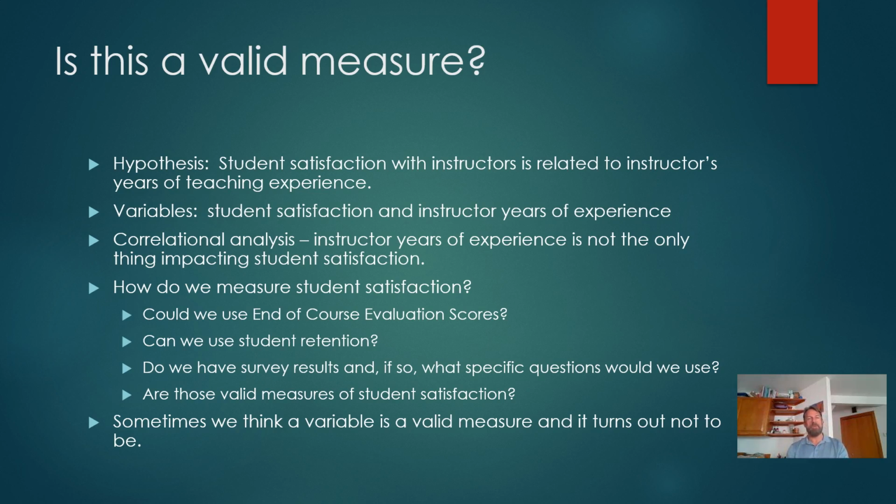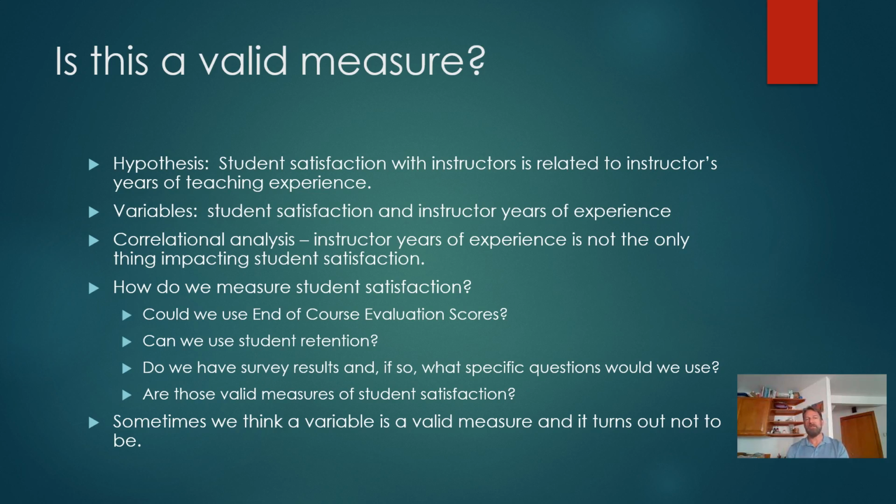So we have an example. I've got a hypothesis, and my hypothesis is that student satisfaction with instructor performance is related to the instructor's years of teaching experience. In other words, students are more positive towards the performance of the instructor if the instructor has been teaching for a lot of years. So the variables I have are student satisfaction and instructor years of experience.